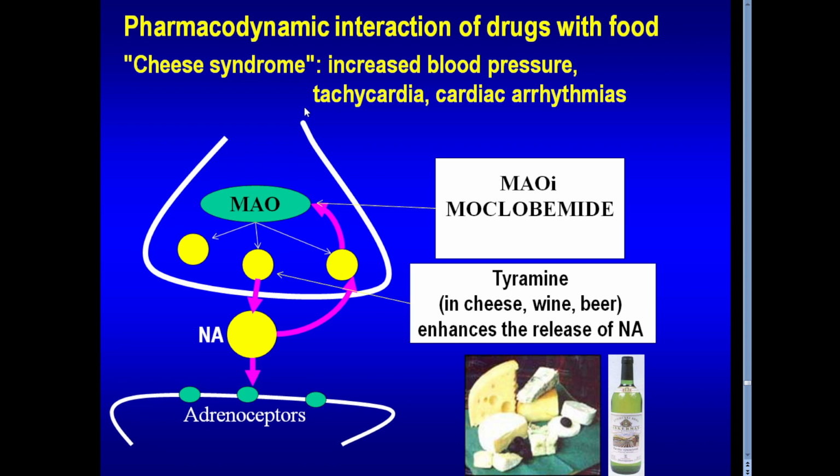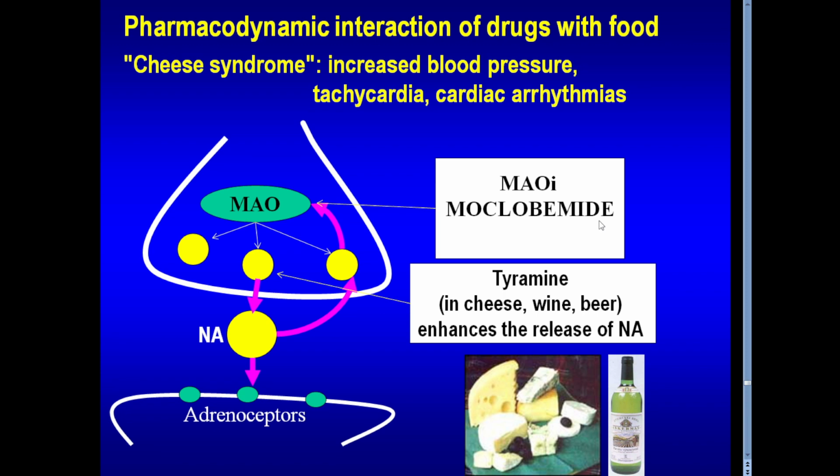That's why tachycardia, increased blood pressure, and cardiac arrhythmias can develop. We call it cheese syndrome. Of course, there is no need to eat these kinds of foods when being treated with moclobemide.